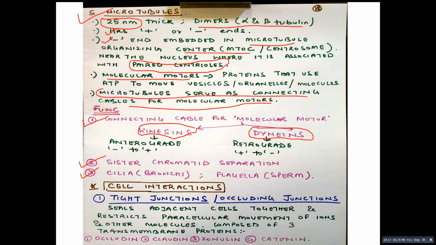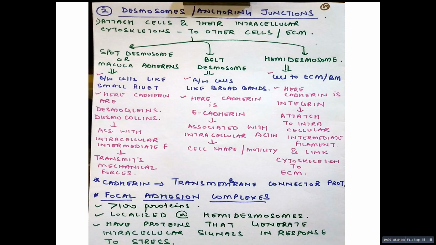Now we come to cell interactions. There are various kinds of cell interactions in our body, right? Number one, the tight junctions, also called occluding junctions. Number two, the desmosomes, called the anchoring junction. And number three, the gap junctions. So now we start with the tight junctions.